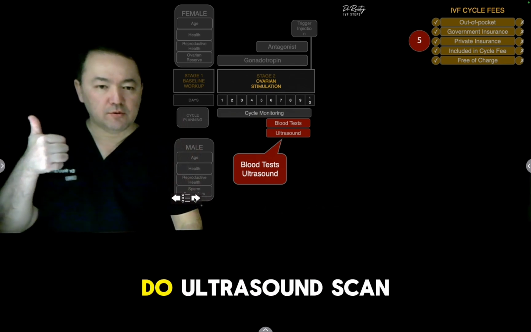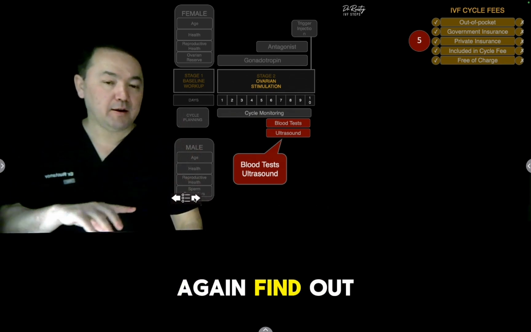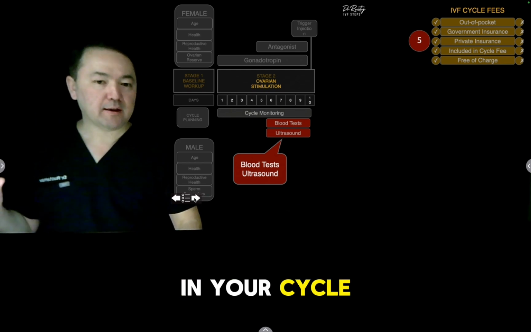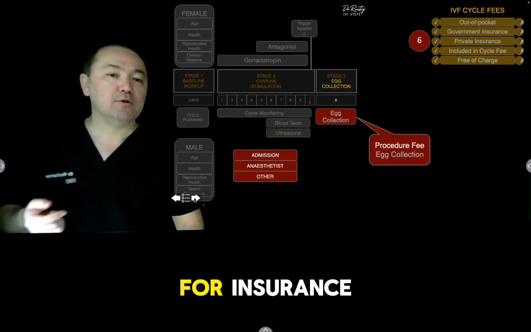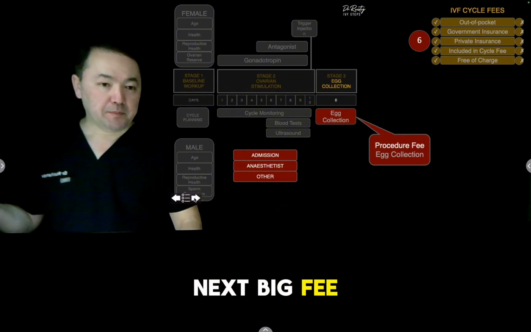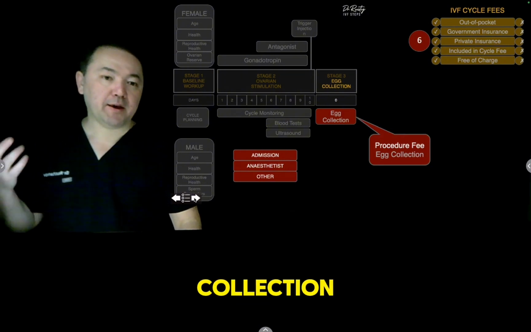So for that, you need to do an ultrasound scan and blood tests. You need to again find out who's paying for that. Is it included in your cycle fee, or are you paying yourself, or your insurance? So the next big fee is a procedure fee for egg collection.